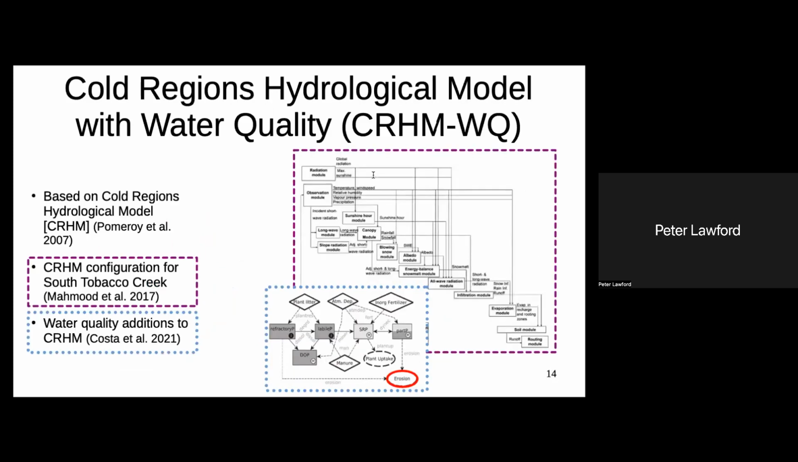Now the focus of my research is this CRIM-WQ water quality model that has been developed based on the original CRHM model by John Pomeroy, and it's been extended by Diogo Costa. And the specific configuration for South Tobacco Creek was done by Tawfiq Mahmoud in 2017. So this model has some good modeling of snow and cold regions processes, but not those related to sediment erosion specifically. So my work is to improve that erosion modeling within CRIM-WQ.